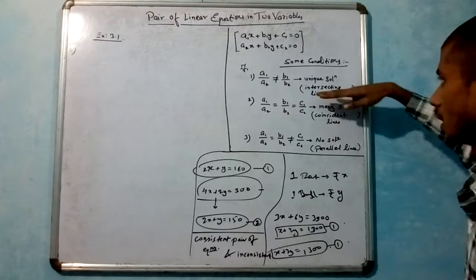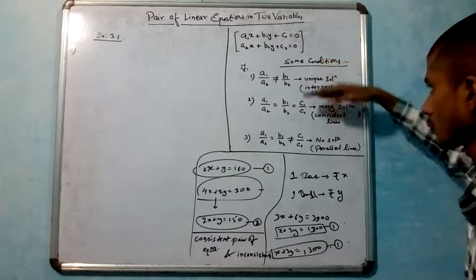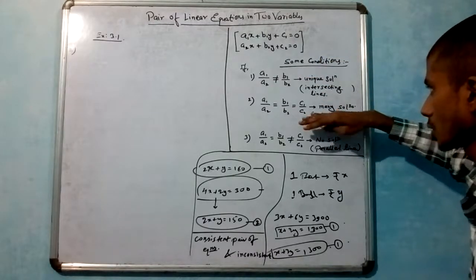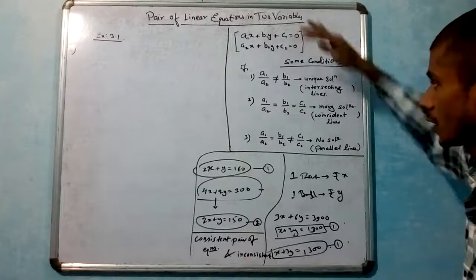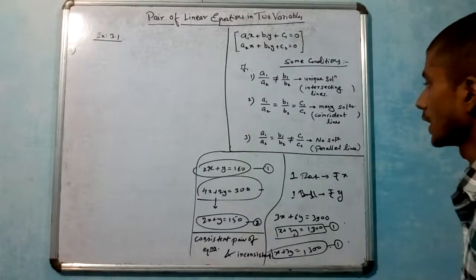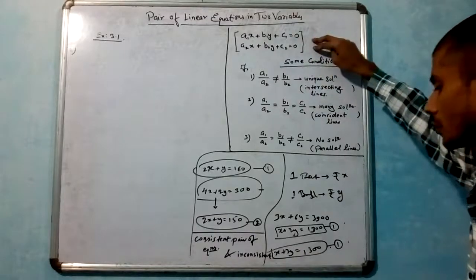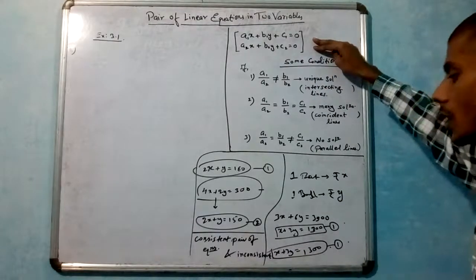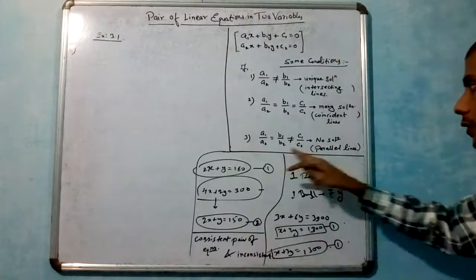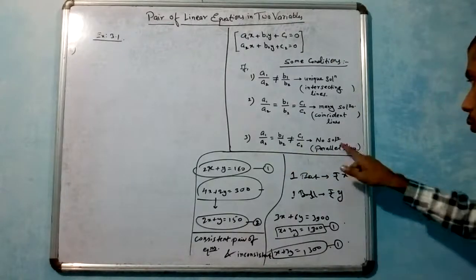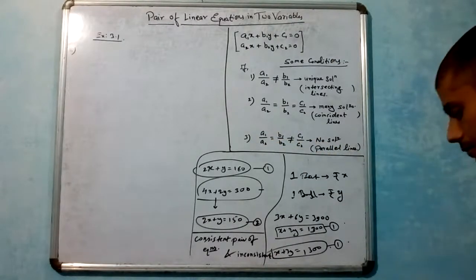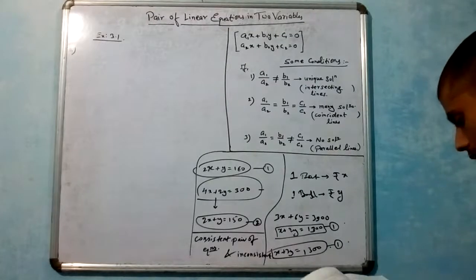So the unique solution pair of equations and the many solution pair of equations come under consistent pairs of equations. And what is inconsistent? Those pairs of linear equations in two variables which do not have any solution are called inconsistent pairs of equations. The no solution case will come in that. Fine.